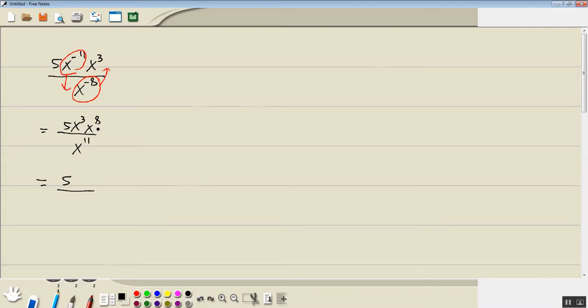Now, if you have x to a power times x to a power, you add the exponents. 3 plus 8 is 11, so we got x to the 11th. Now, since we have x to the 11th on top and bottom, those are going to cancel, and our answer is 5.